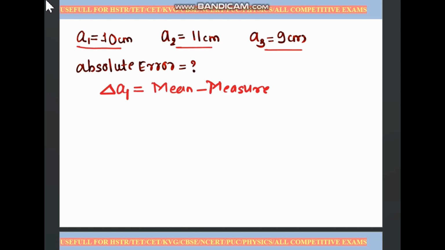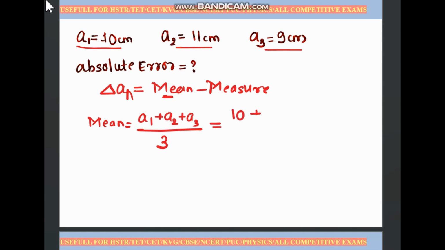Means first we have to calculate the mean value of these three, then we can calculate delta A1, delta A2, delta A3, and so on. So first I will calculate the mean of this. So mean of errors is equal to, we have three errors, A1, A2, A3, and divided by n, means we have taken three measurements or three observations, hence divided by 3.